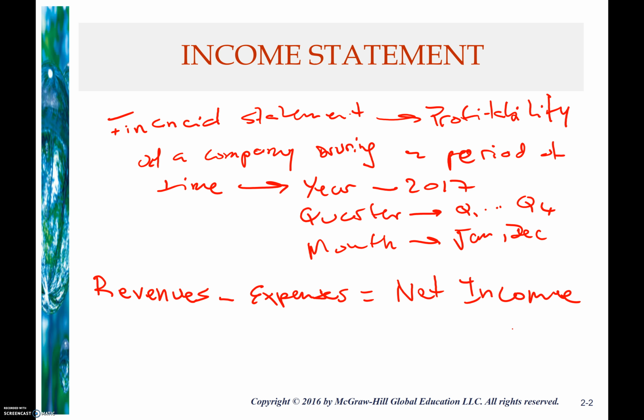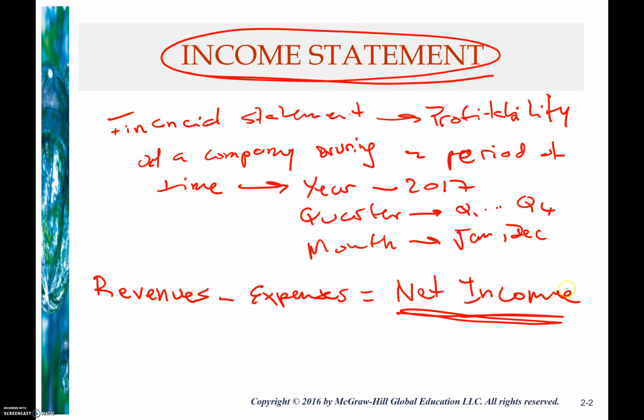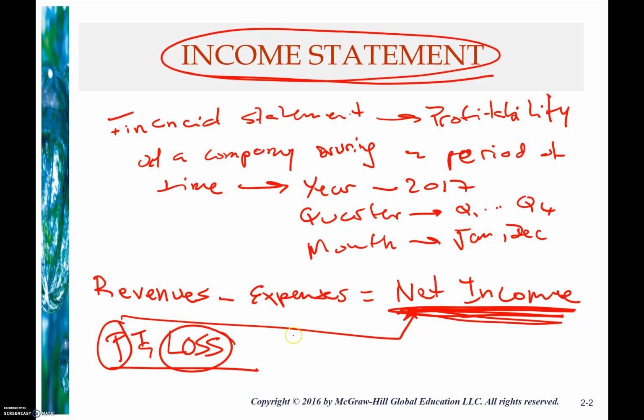So if you hear people in finance speak about the bottom line, they're referring to the income statement, and they're talking about the net income, right? This statement is also called the profit and loss statement, right? And profit is your net income. If your revenues exceed your expenses, you have a profit. If your revenues are less than your expenses, you have a loss. All right, it's fairly simple.